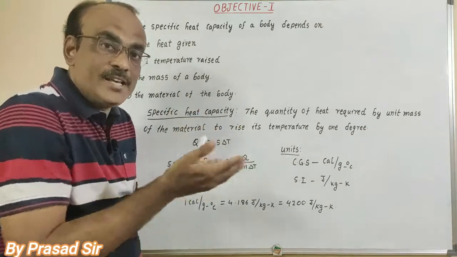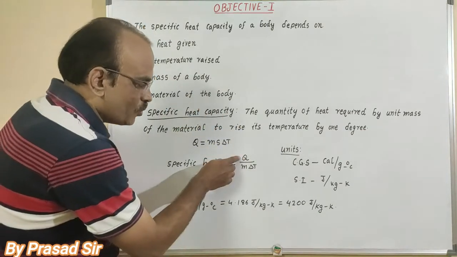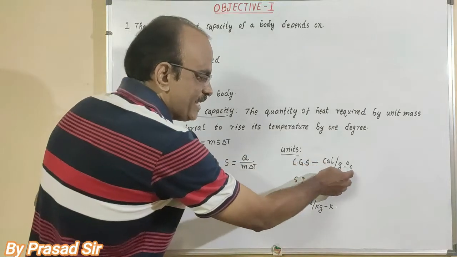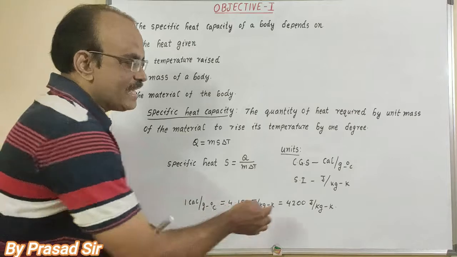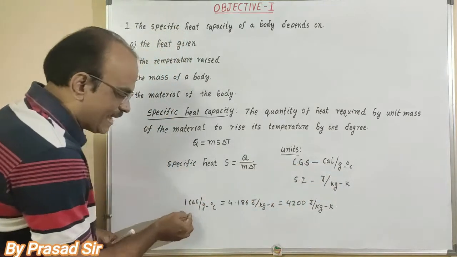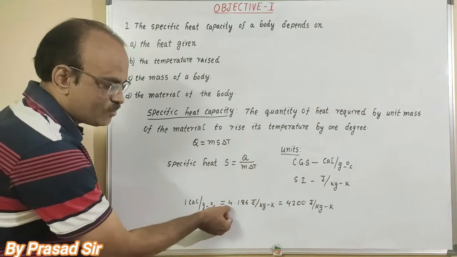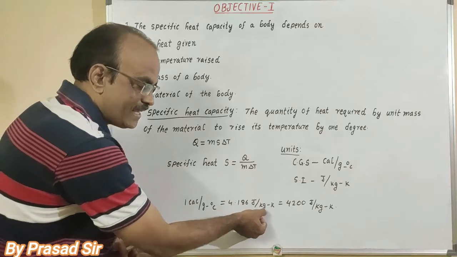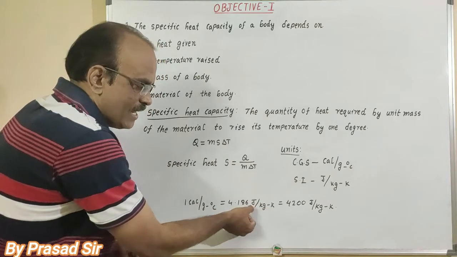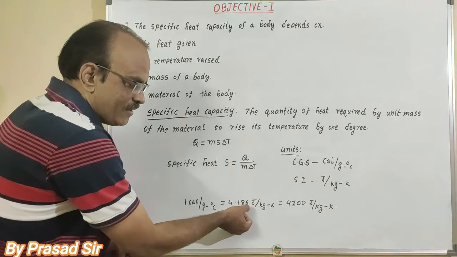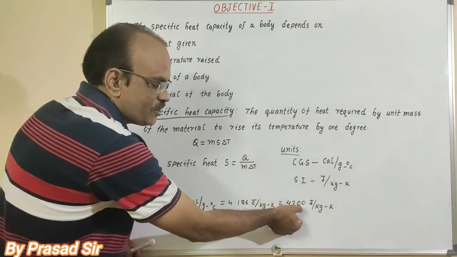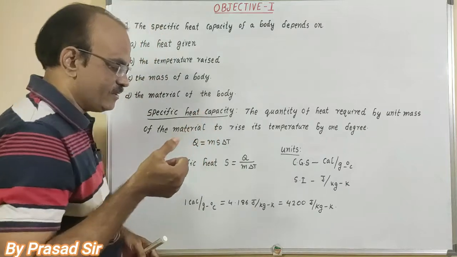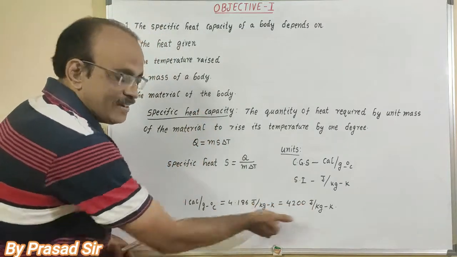So what are the units for this one? Q is measured in calories by gram degree centigrade in CGS. In the SI system, joule by kg Kelvin. To convert these two, 1 calorie by gram degree centigrade is equal to 4.186 joule by kg Kelvin, which is approximately 4200 joule by kg Kelvin. So this is the conversion.